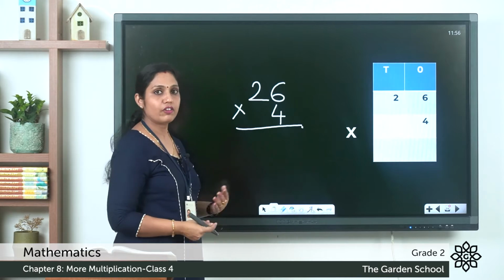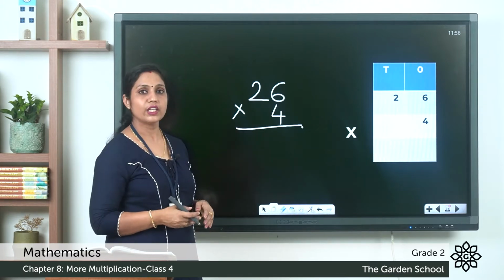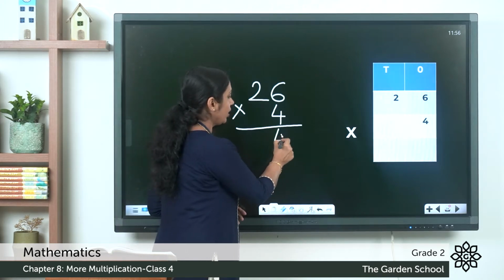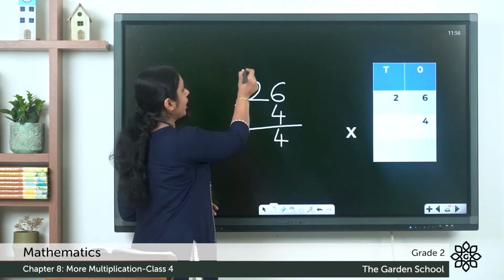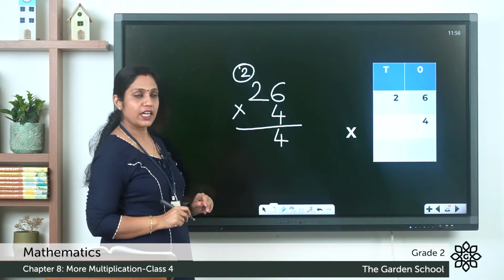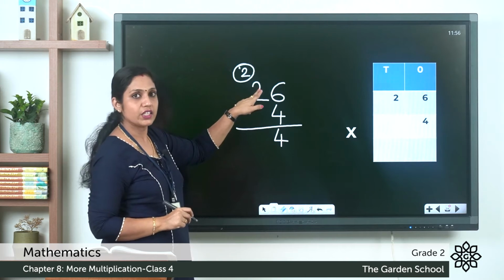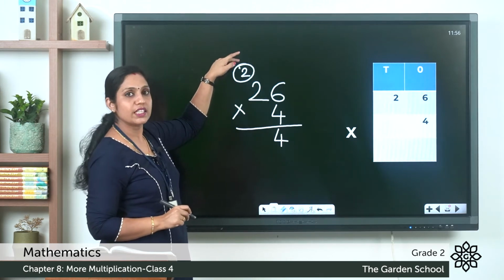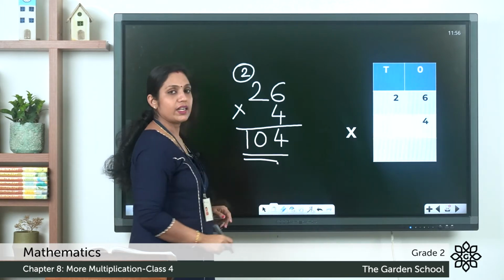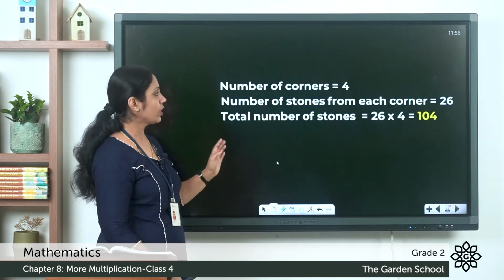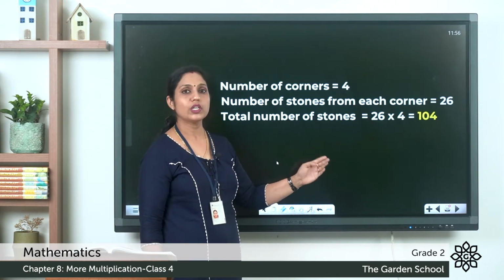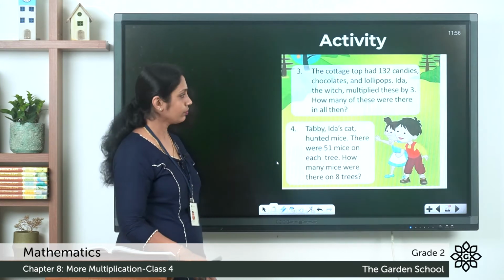So, we'll start from the ones place. 4 into 6. 4 6s are 24. Write 4 here under the ones place and 2 will carry over to the tens place. Now, we have to multiply 4 with the tens place. 4 2s are 8. 8 plus 2 is equal to 10. So, write 10 and we get the answer 104. So, the total number of stones is equal to 26 into 4 is equal to 104.